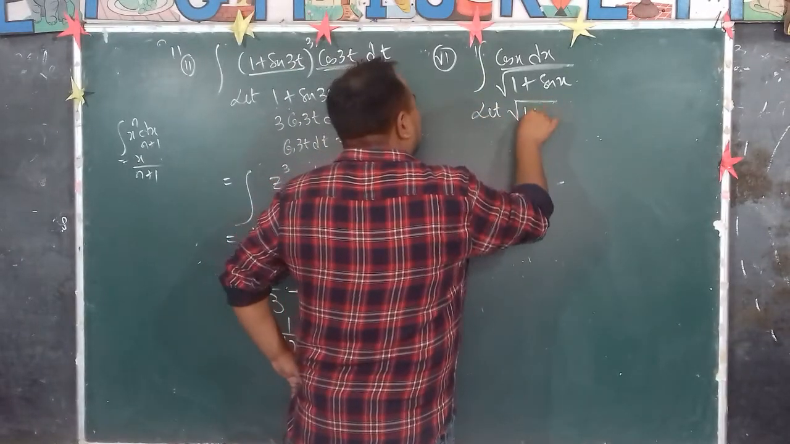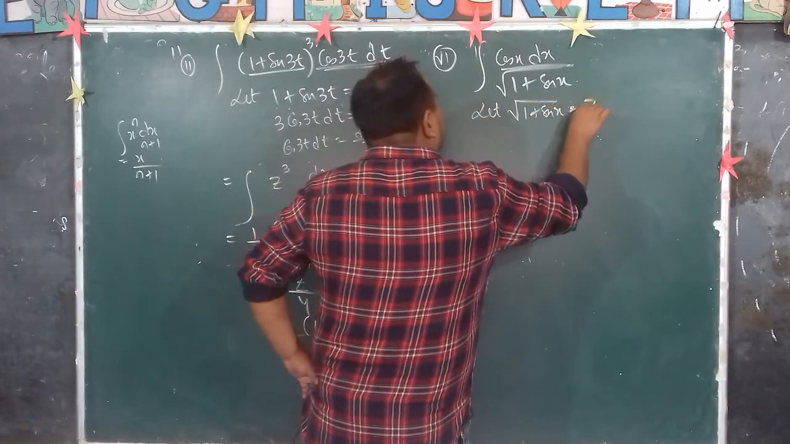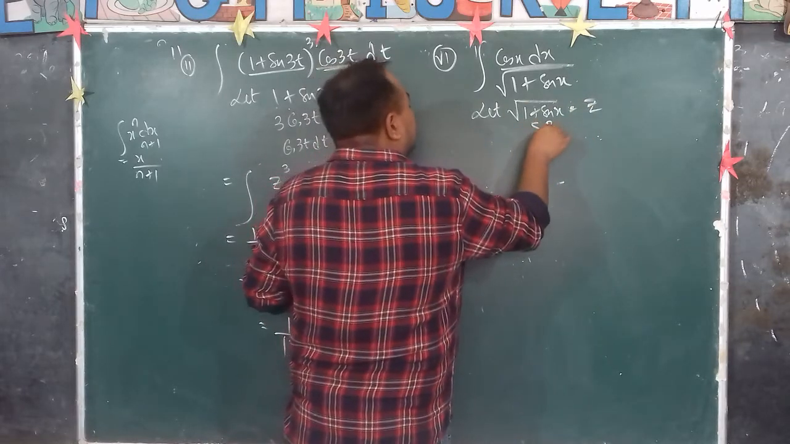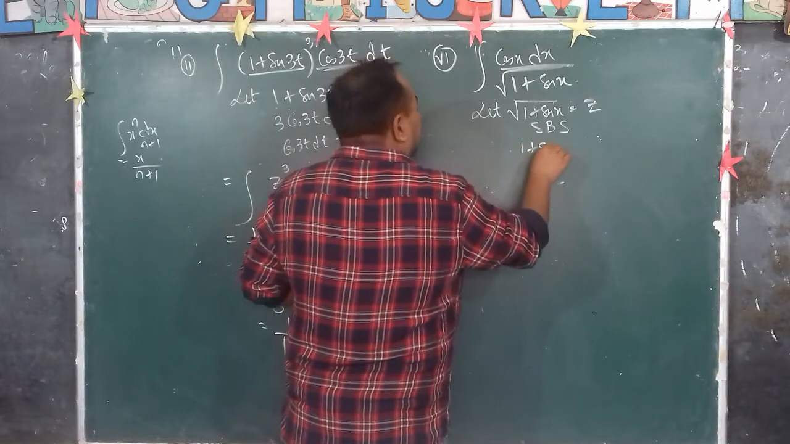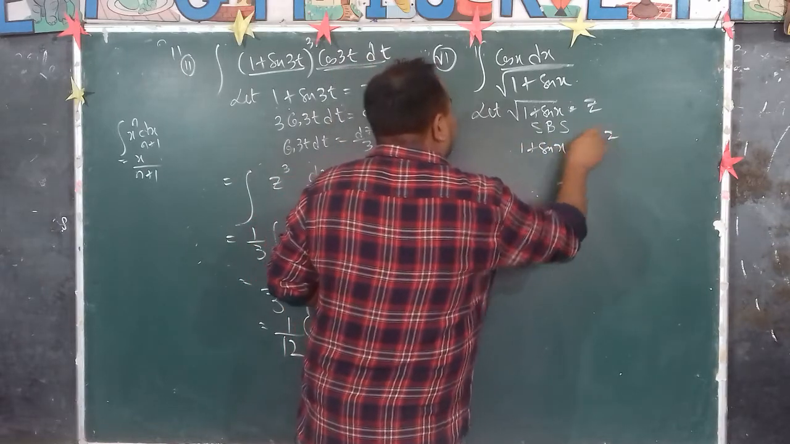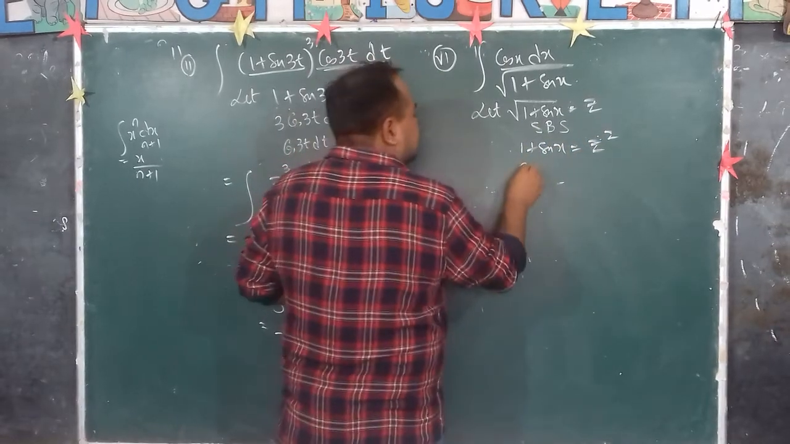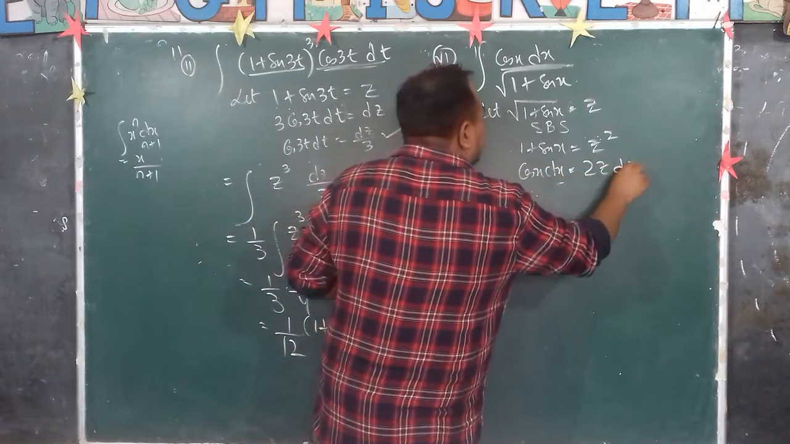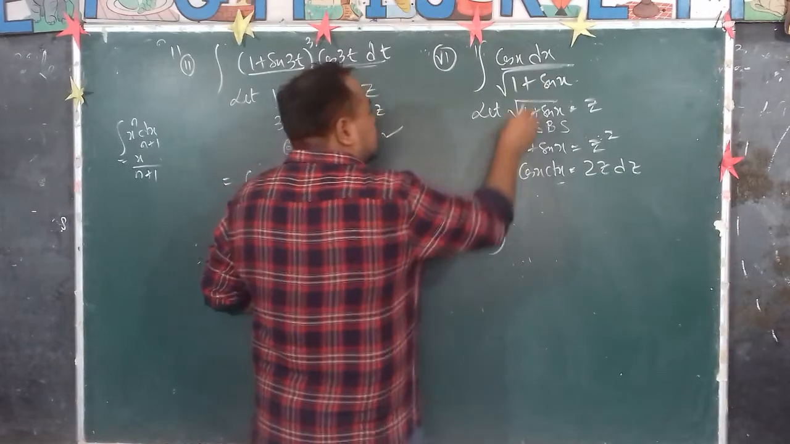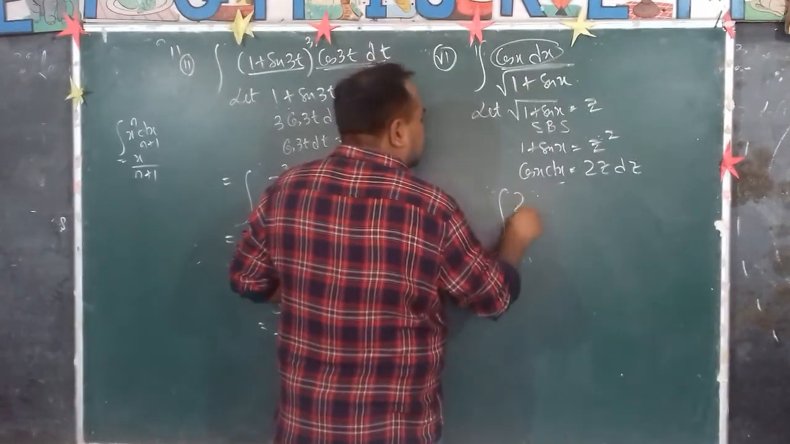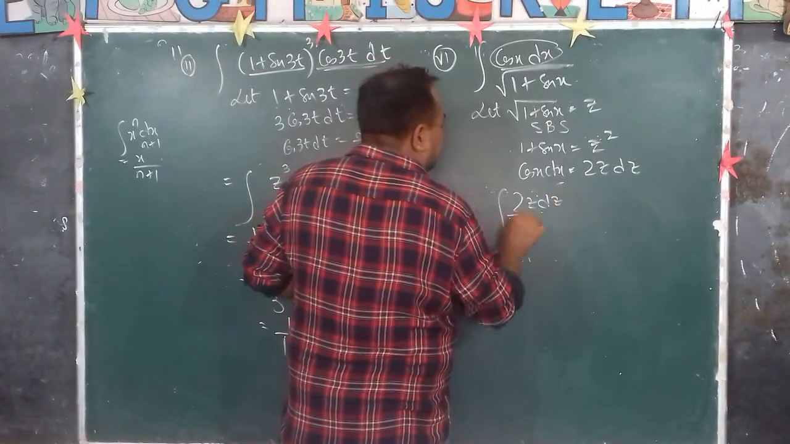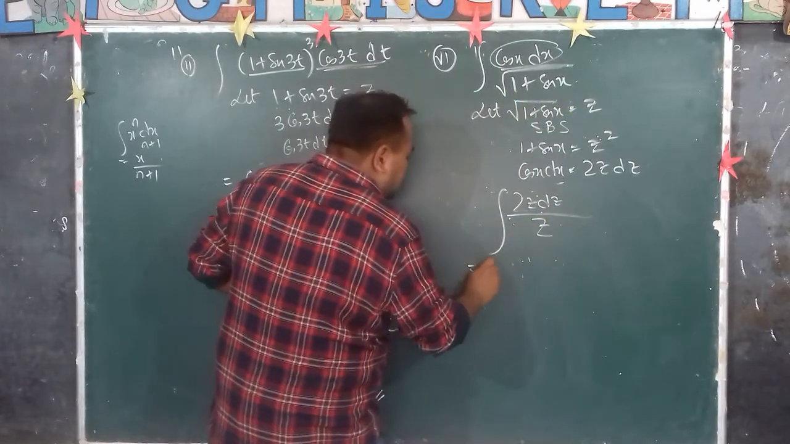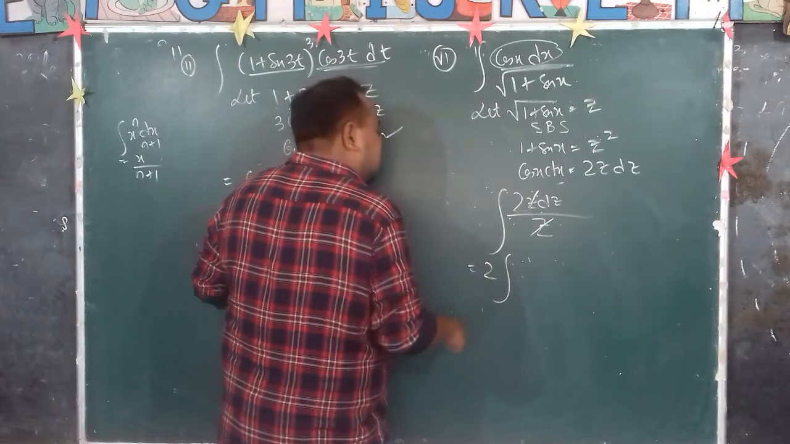So let root 1 plus sin x equal to z. But you are going to get the function only if the root is not there. So that is why we square both sides. So what do you get? 1 plus sin x equal to z square. Differentiation of 1 is 0, sin x is cos x dx equal to z square is 2z dz. Now substitute. So instead of cos x dx, what can I write? 2z dz divided by root 1 plus sin x. What is that? z. So 2 comes out, and z gets cancelled.